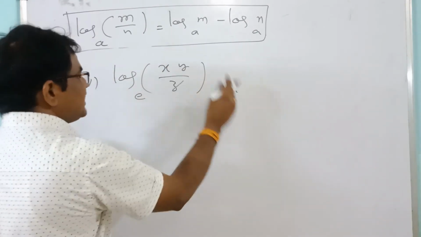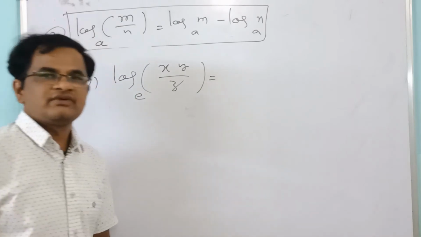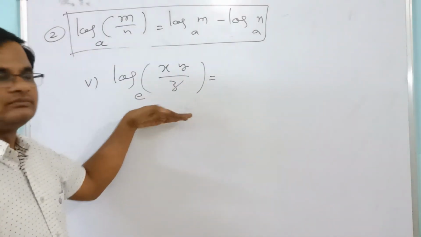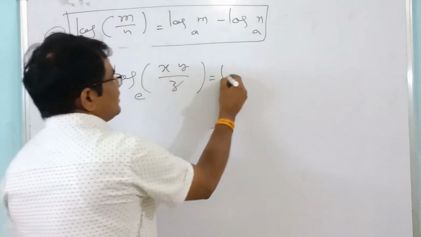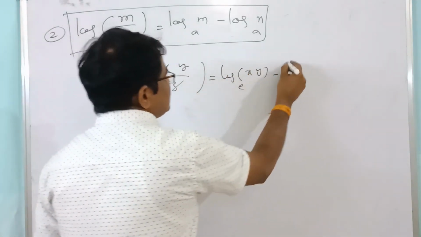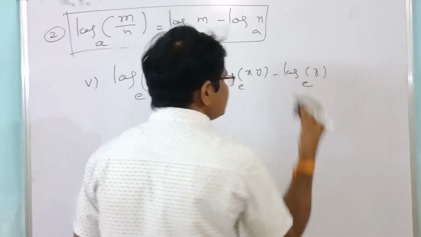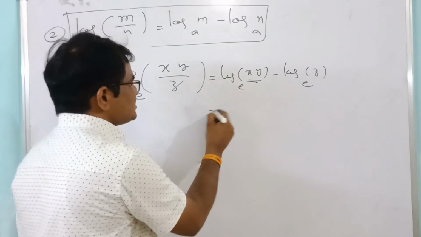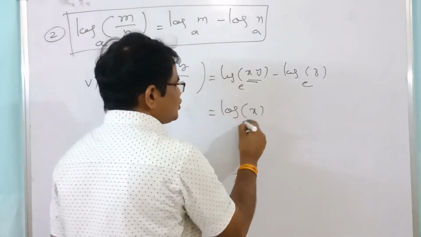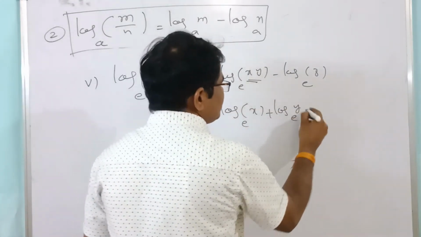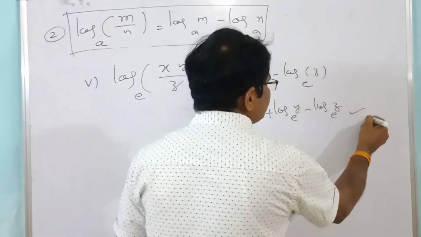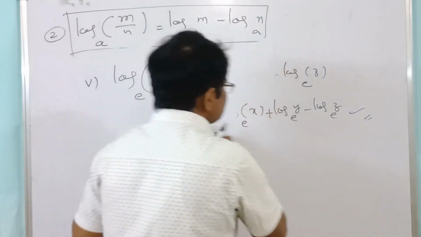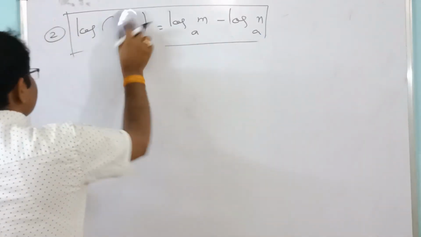xy by z, like this. First, which property do we have to apply? m by n. The log of xy to the base e minus the log of z to the base e. Again, the product, from the first property, is equal to log of x to the base e plus log of y to the base e minus log of z to the base e. This is our final simplification. Now this is about the second property.